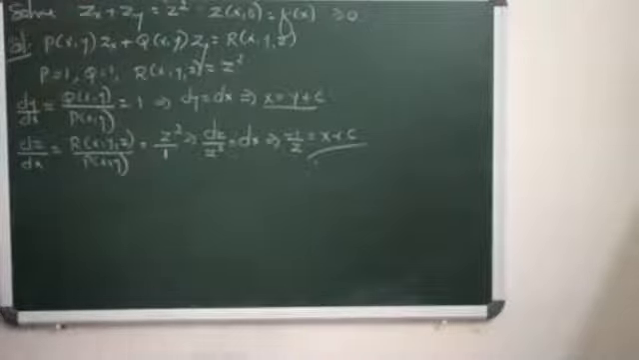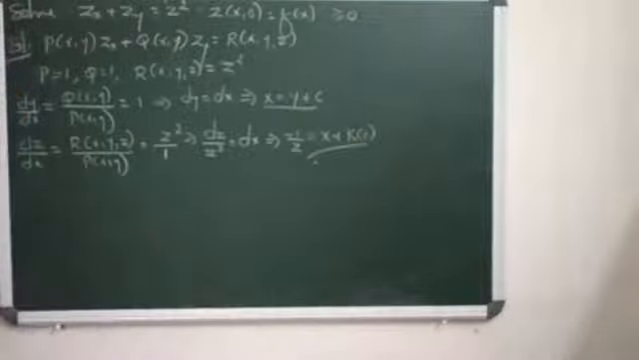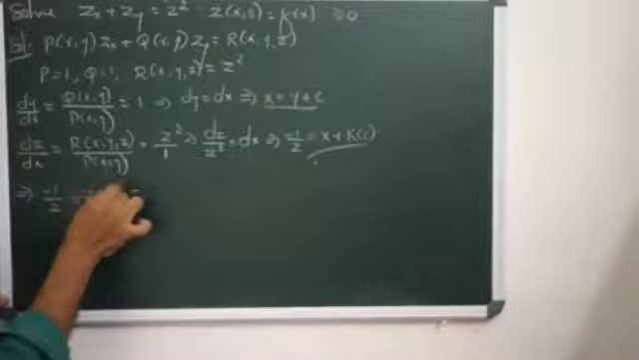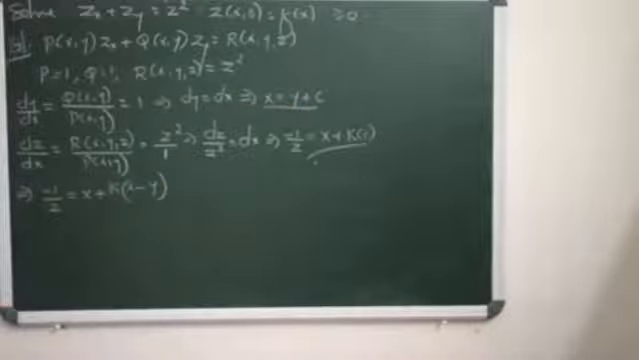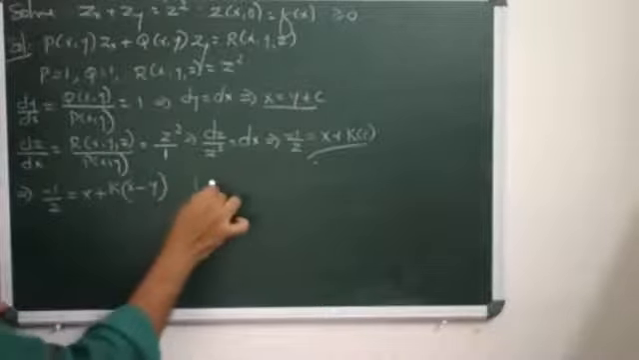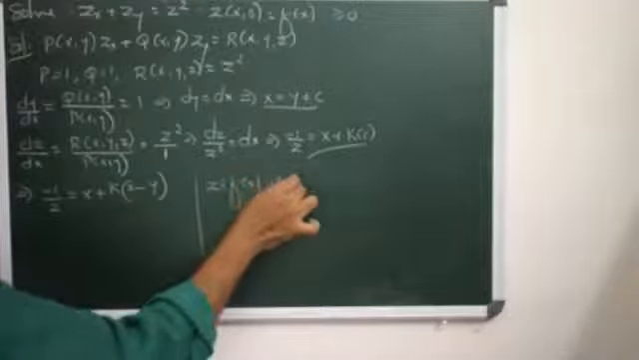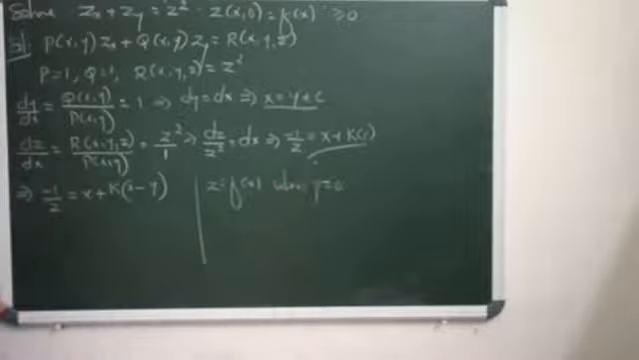So instead of c here, we use an arbitrary function, let it be k(c). So here -1/z = x + k(c). What is c? From here it is immediate, it is x - y. So -1/z = x + k(x - y). By using the initial condition, we have z = f(x) when y = 0.